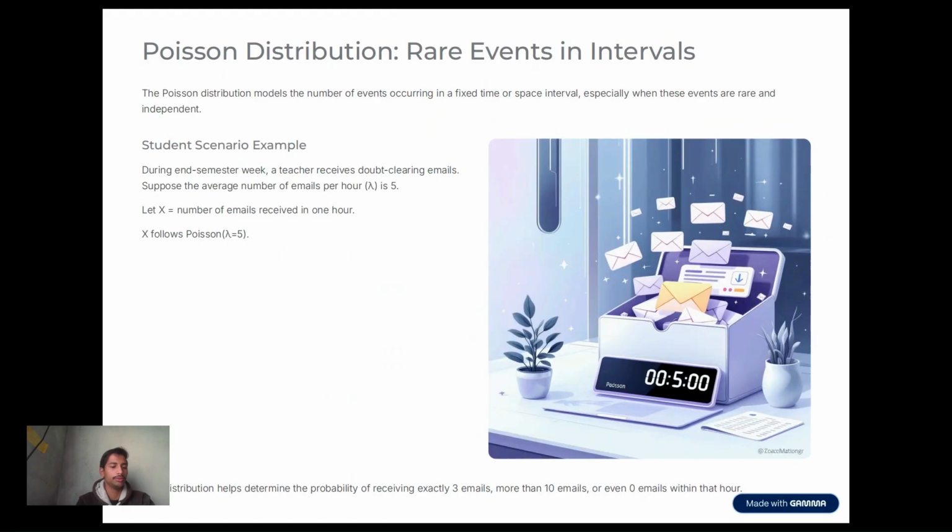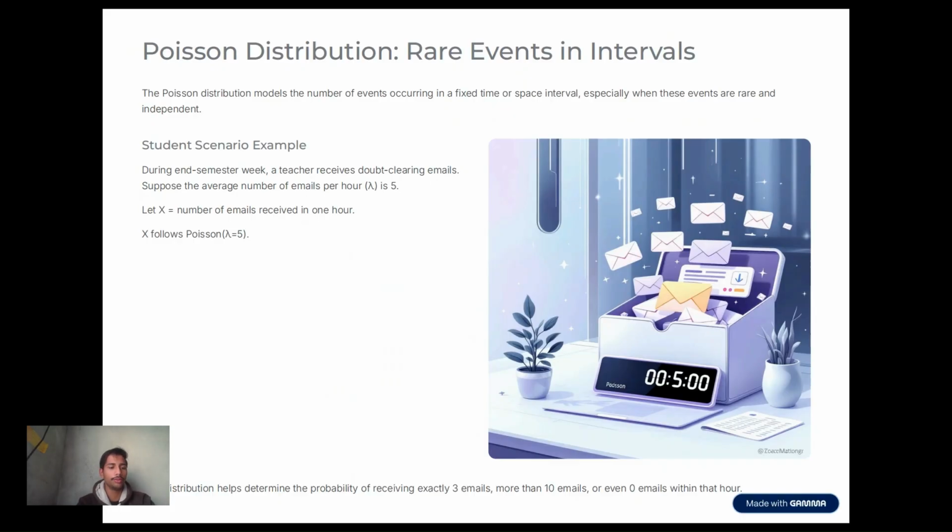Next, Poisson distribution. The Poisson distribution is used for modeling rare or random events within a fixed time interval. Take an example: during exam week, a teacher receives an average of 5 doubt-clearing emails per hour. Poisson distribution helps predict how many emails might arrive in the next hour. This becomes useful for scheduling teaching assistants and managing workload.